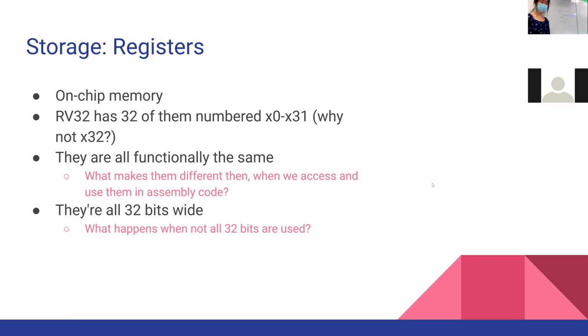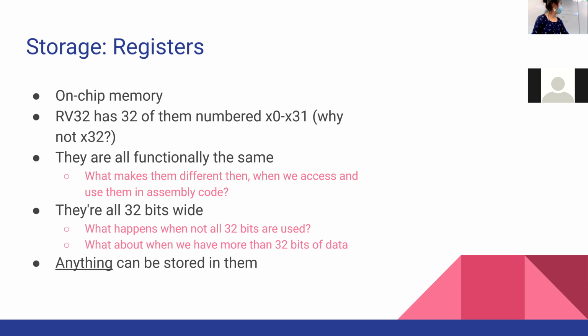And then on the opposite side, what if we have more than 32 bits of data? What happens there? Yeah, so it just gets truncated. Truncated just means that certain parts are lopped off. In RISC-V, we lop off the most significant bit side, so we only keep the lowest 32 bits of whatever data you have. Does that make sense? Okay.